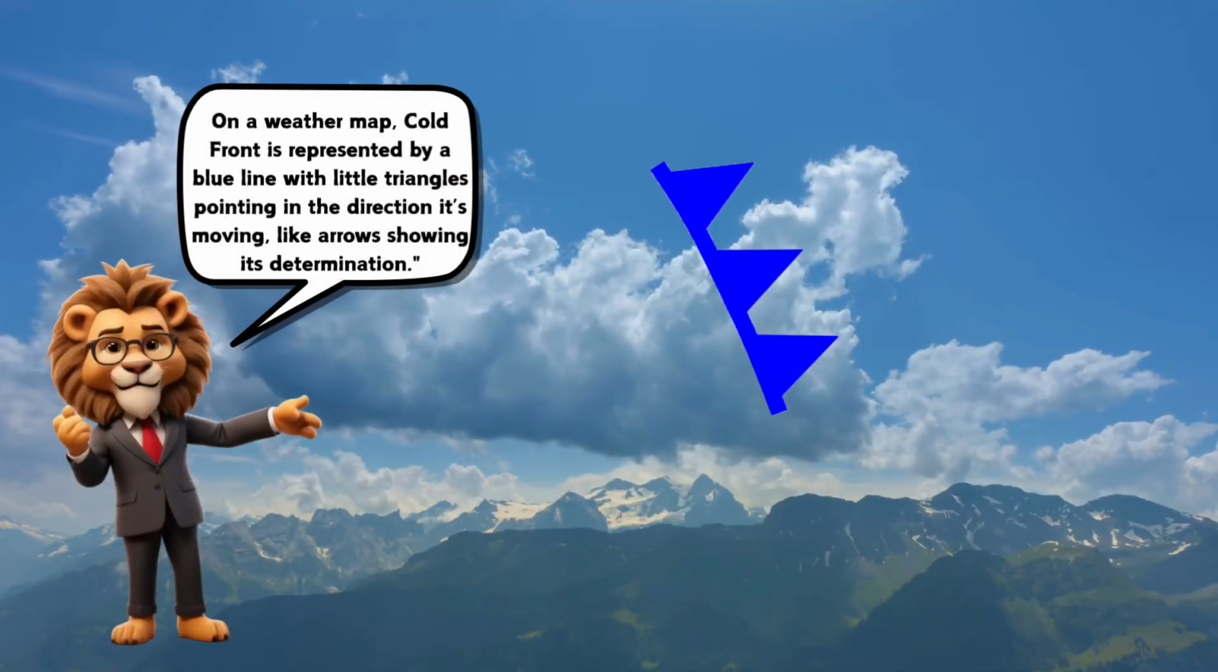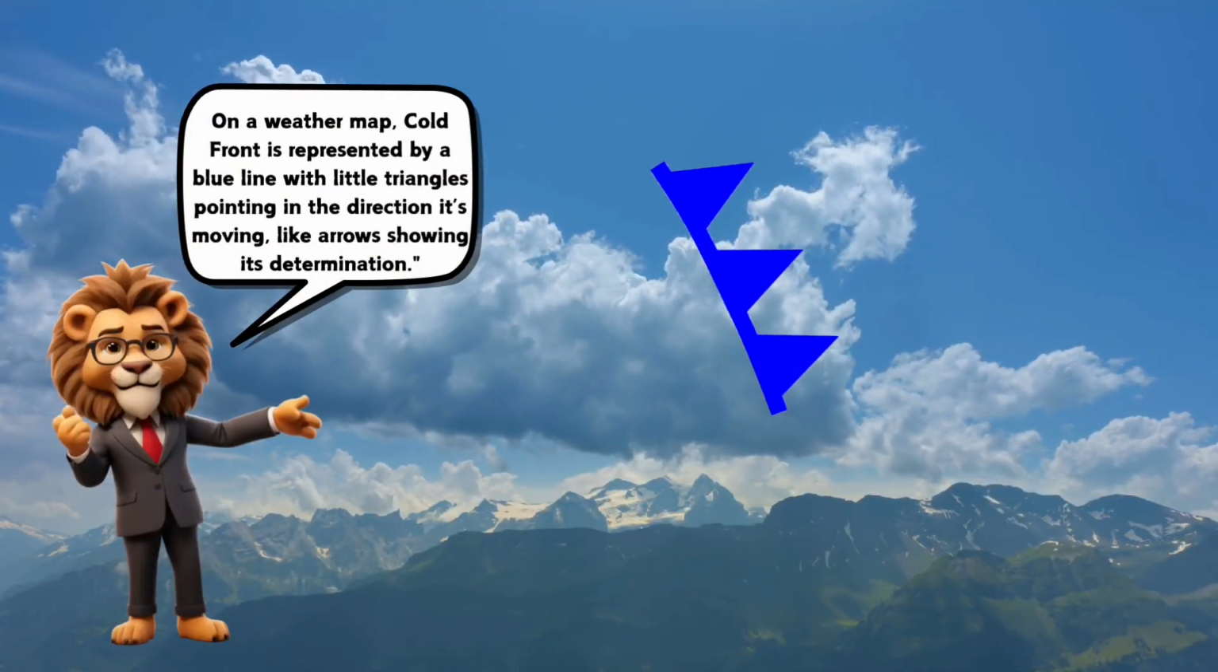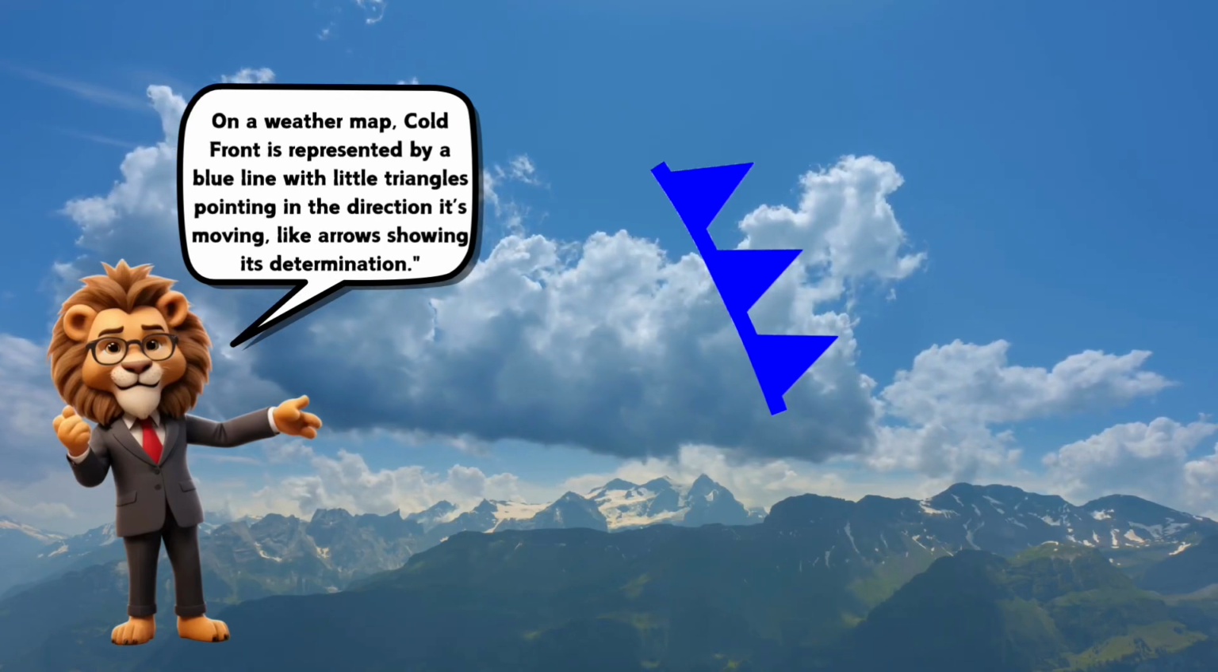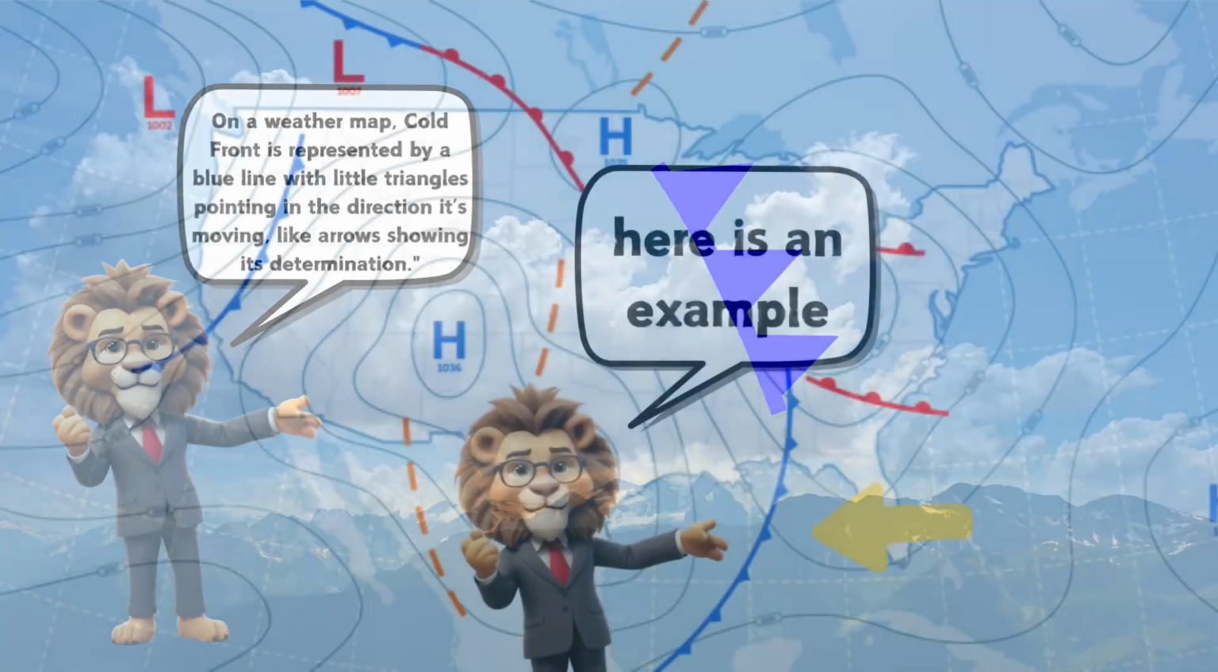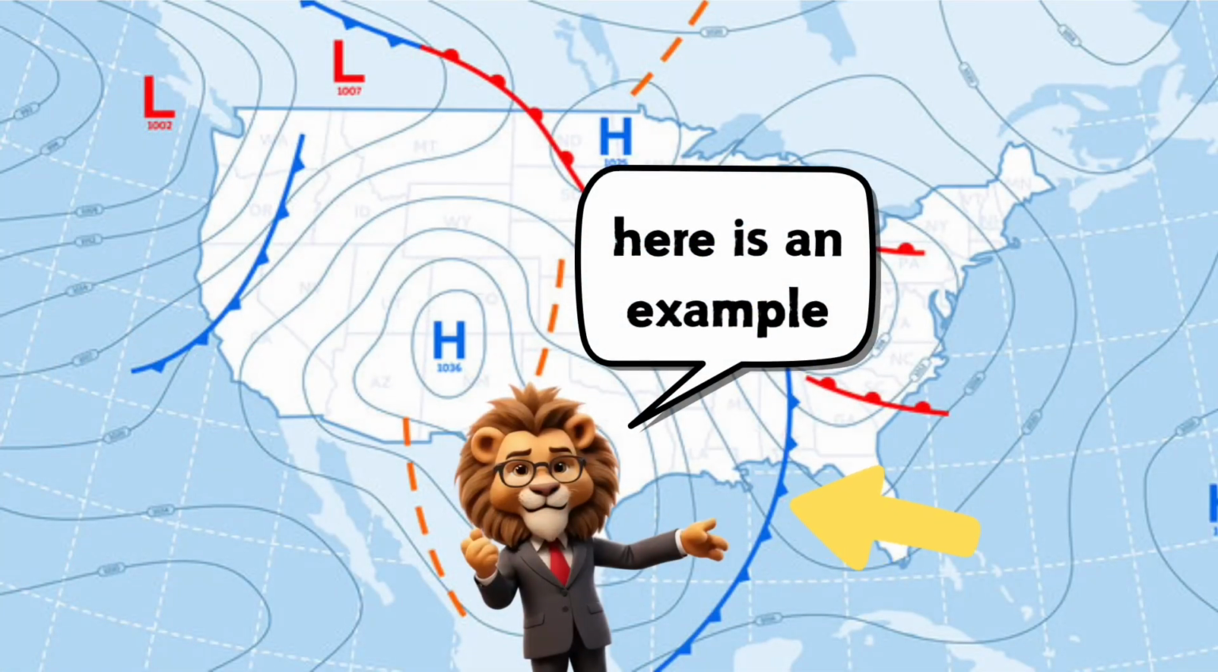On a weather map, cold front is represented by a blue line with little triangles pointing in the direction it's moving, like arrows showing its determination. Here you can see an example.